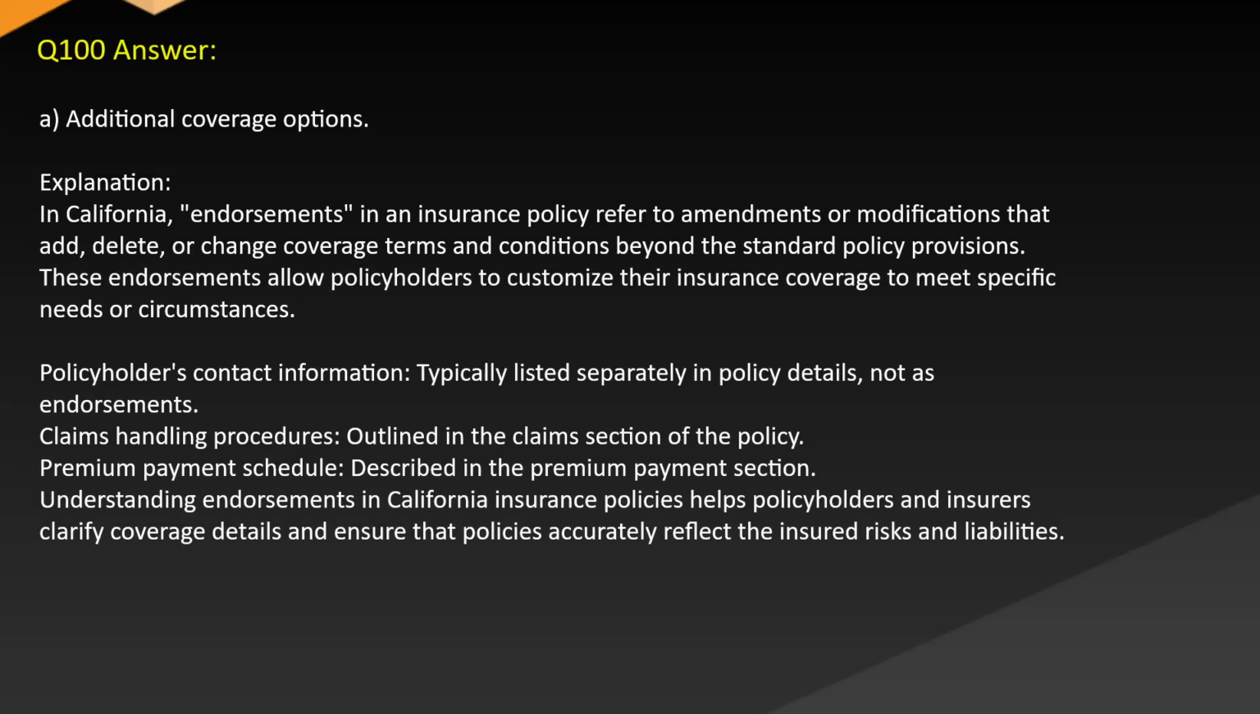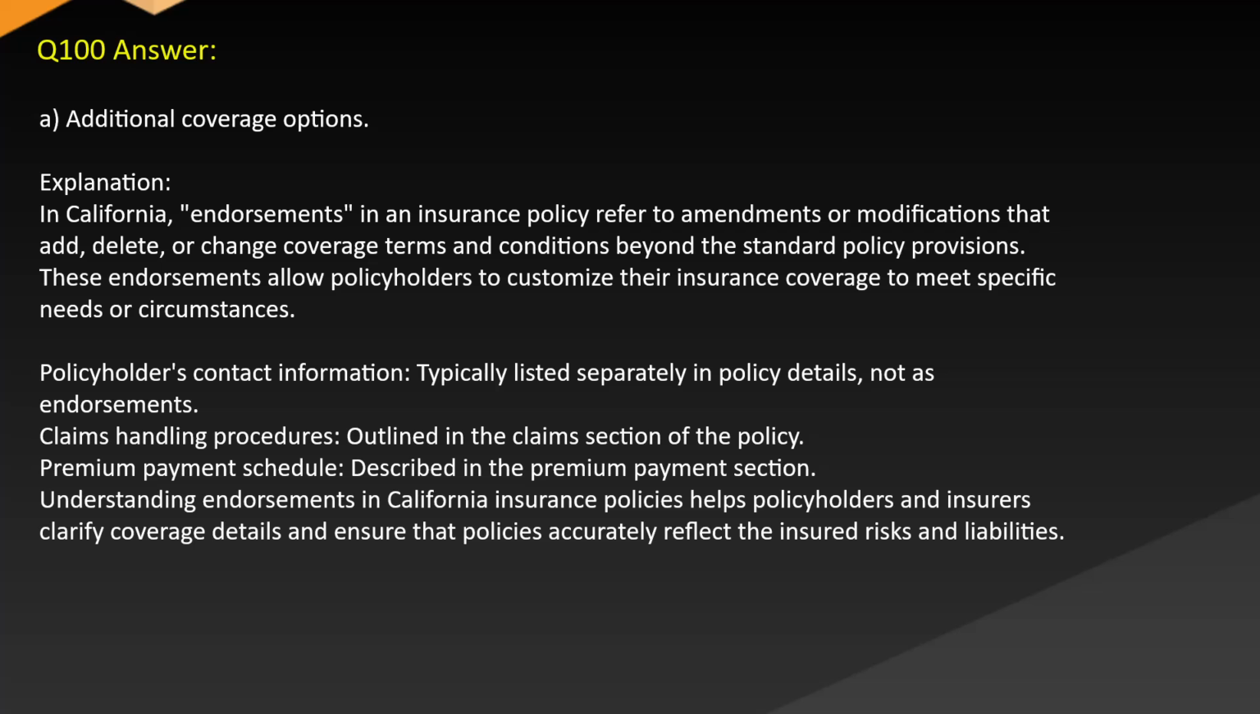Explanation. In California, endorsements in an insurance policy refer to amendments or modifications that add, delete, or change coverage terms and conditions beyond the standard policy provisions. These endorsements allow policyholders to customize their insurance coverage to meet specific needs or circumstances.